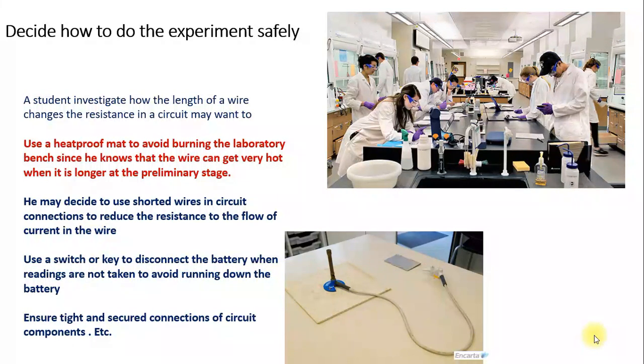He may decide to use short wires in a circuit connection to reduce the resistance to the flow of current in the wire. Longer wires have more resistance, so the student can make that choice. He may want to use a switch or key to disconnect the batteries when the readings are not taken to avoid running down the battery.